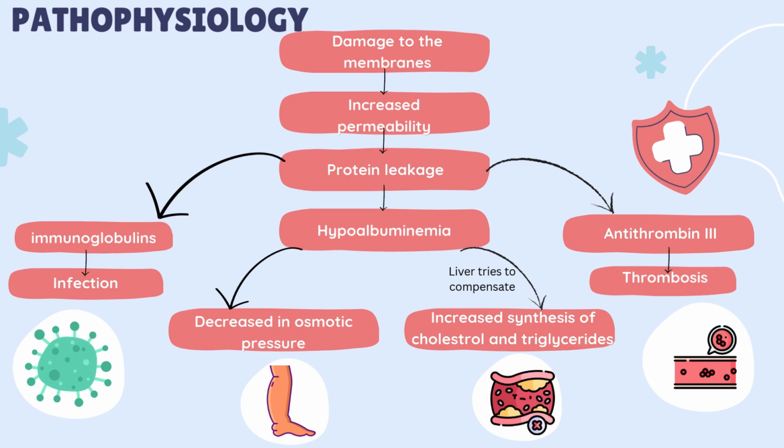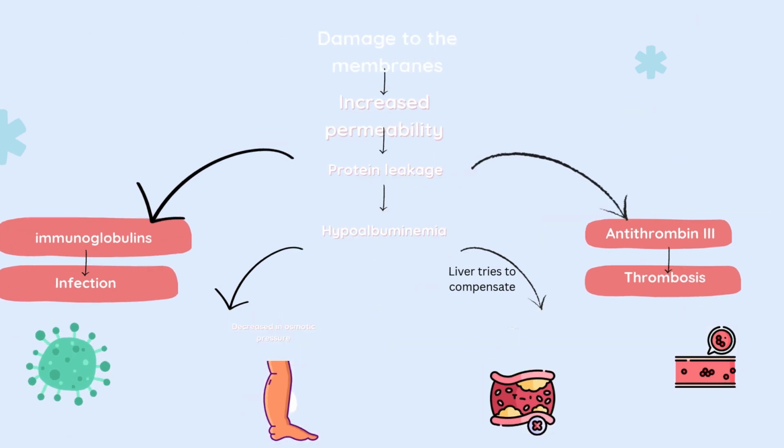So the liver also tries to compensate for the lost albumin by making more albumin, but it also makes more cholesterol and triglycerides during that process. Hence the patient will have increased cholesterol and triglycerides levels. The patient will also lose antithrombin 3, meaning they'll be at risk of blood clot formation or thrombosis.